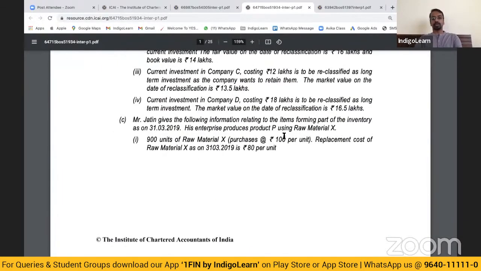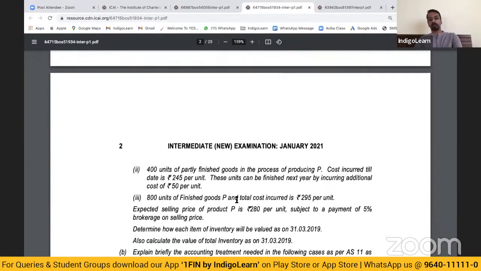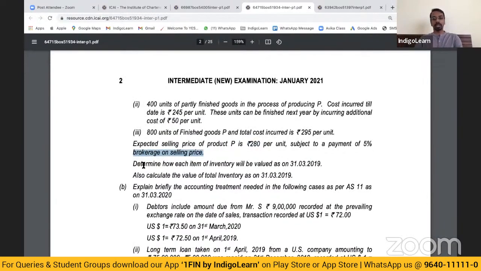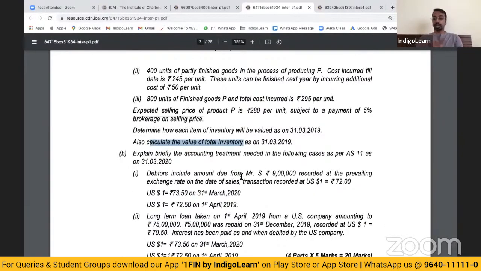See, it gives the following information of inventory: replacement cost, purchase price is given, finished goods is produced. These units can be finished by incurring additional cost, so that will help you to calculate the net realizable value. Expected selling price is 280, subject to a payment of 5% of brokerage on selling price. Brokerage on selling price you will reduce. Then determine how you will calculate the inventory and calculate the value of inventory. Same concept, similar concepts that we have done. Same way it is being asked in the examination. So this is a single concept which is tested again and again from Accounting Standard 2.